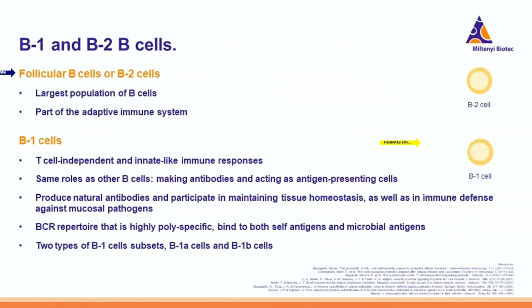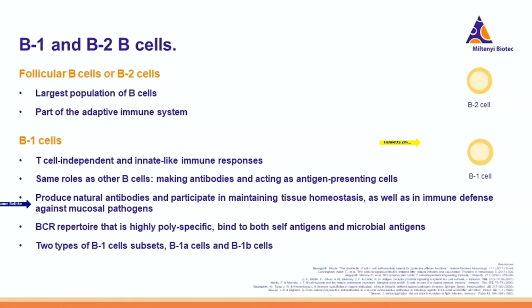Also we have the B1 cells. The B1 cell is a more innate-like immune response. It is T cell independent. It has in general the same role as other B cells. They make antibodies. They also act as APCs, antigen presenting cells. But they produce more of a natural type of antibodies. They participate in maintaining tissue homeostasis, as well as the immune defense against mucosal pathogens.